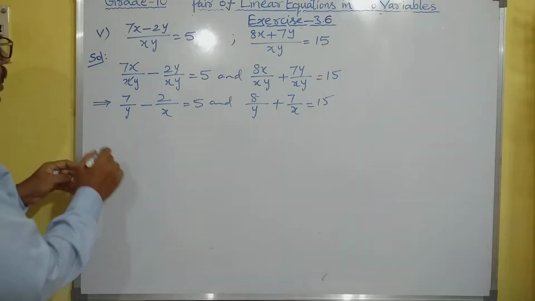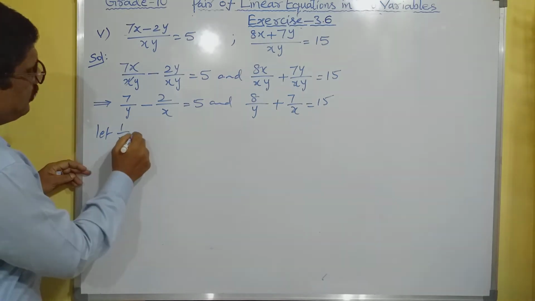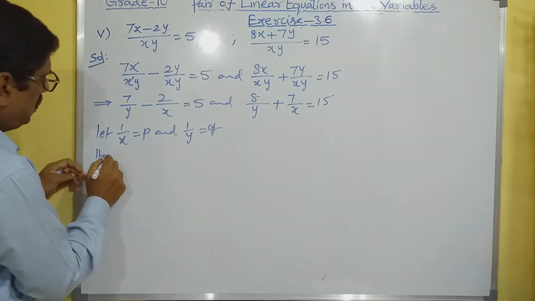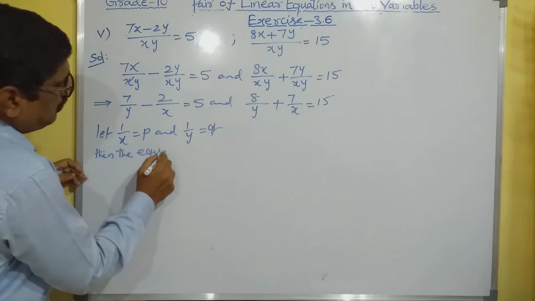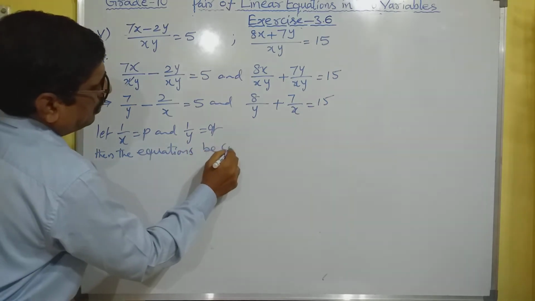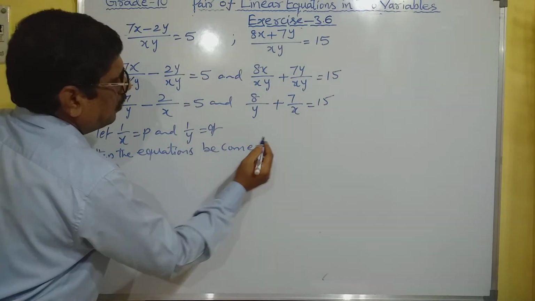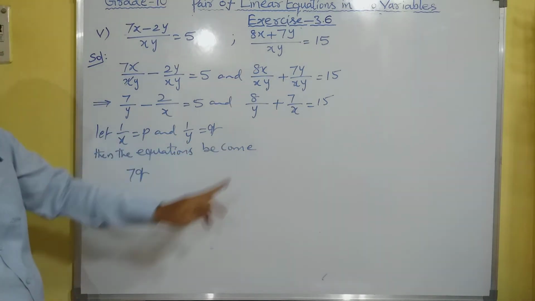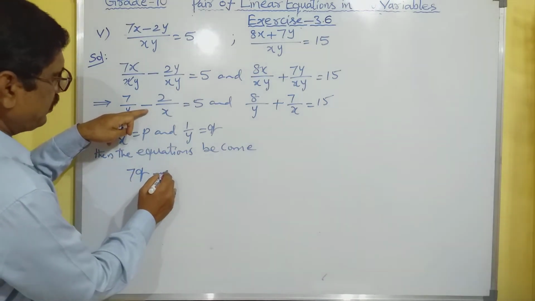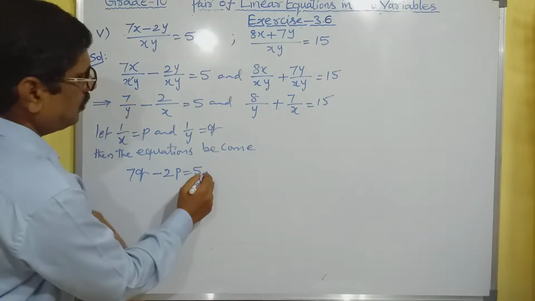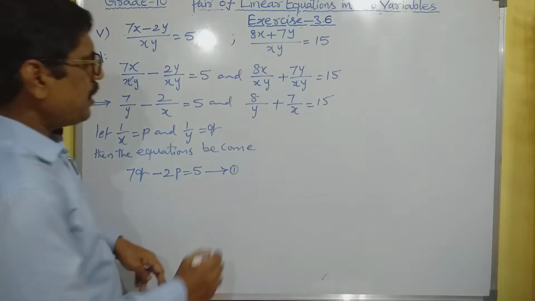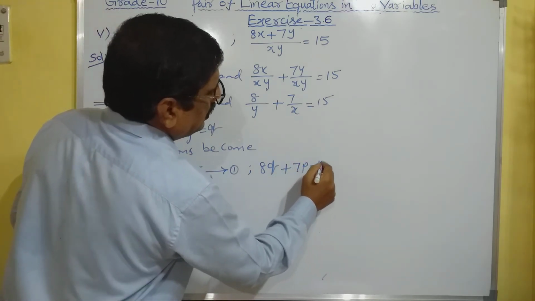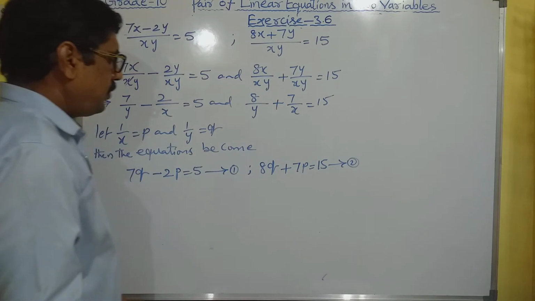Okay, as usual, now let 1 by x is equal to p and 1 by y is equal to q. Then the equations become 7 by y can be written as 7q. Why? Because 1 by y we have taken as q, minus 2 by x is 2p is equal to 5. Say this is the first equation. And 8 by y can be written as 8q and 7 by x can be written as 7p is equal to 15. This is the second equation.